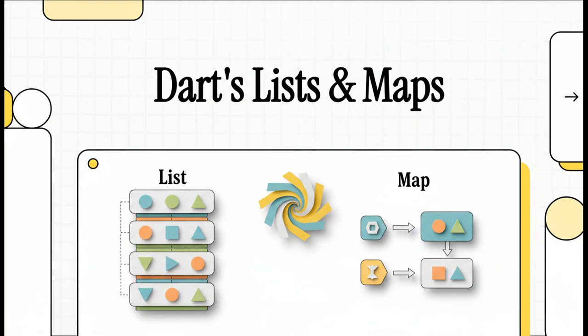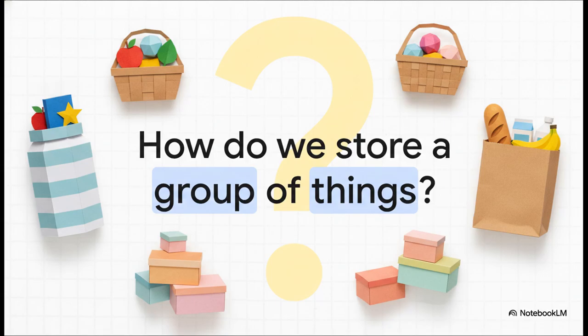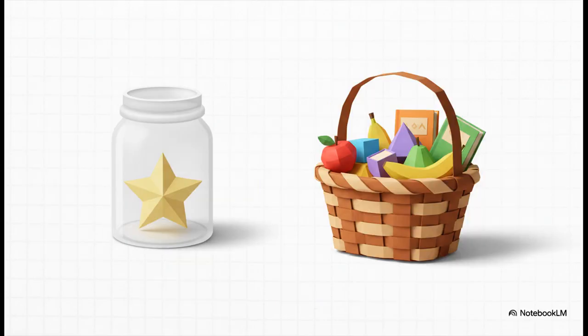All right, let's dive into organizing groups of data in Dart. Super useful stuff. So think about it. Our variables so far can only hold one thing at a time. But what happens when you need to store a bunch of things together?